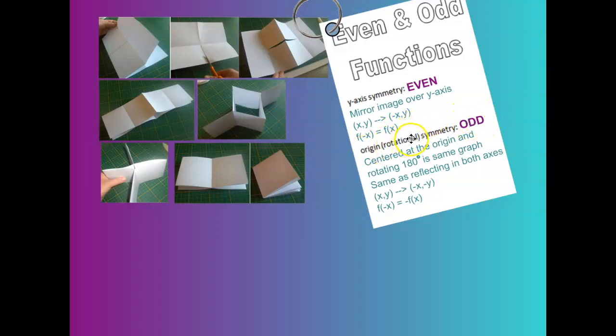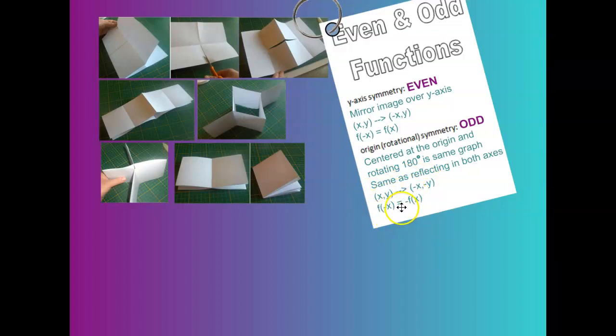Odd functions have rotational symmetry about the origin. So any graph that is centered at the origin, if you rotate it 180 degrees, you get back the same function graph when it's an odd function. And that rotation around the origin is the same as reflecting in both axes. So reflecting first in the x and then the y-axis would produce the same graph as a rotation of 180 degrees. And that's why, for any point x, y on the graph, if you change the sign of the x and the sign of the y, that shows that it's an odd function.